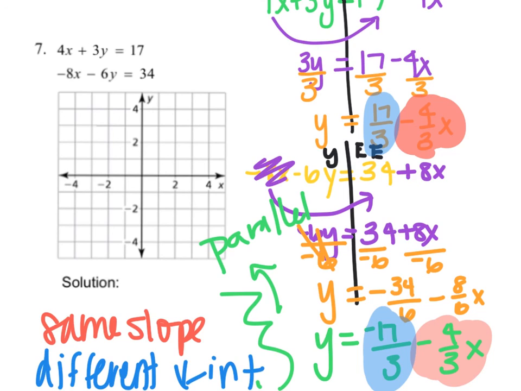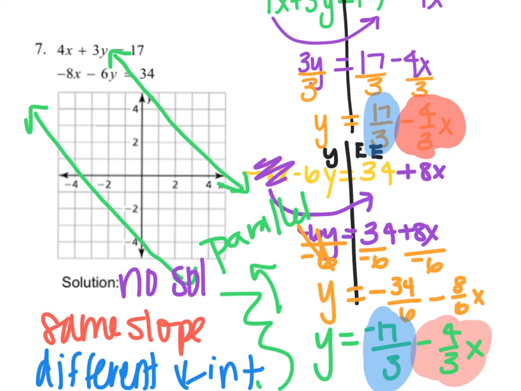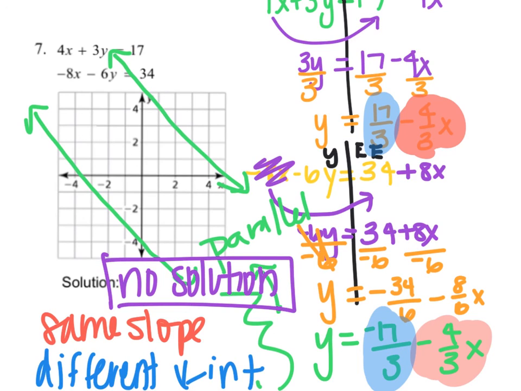And one's going to cross somewhere up here, and the other one is going to cross somewhere down here, and they're going to be parallel. If the lines are parallel, that means there is no solution. So that is the final answer to this problem, is there is no solution.